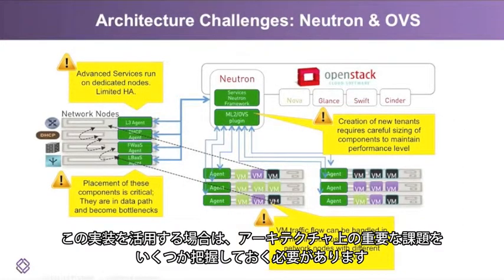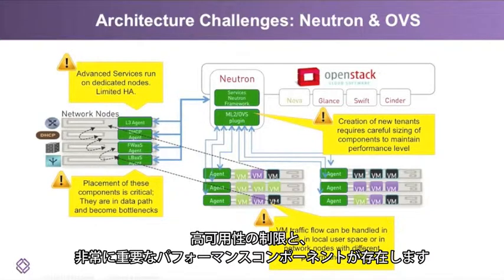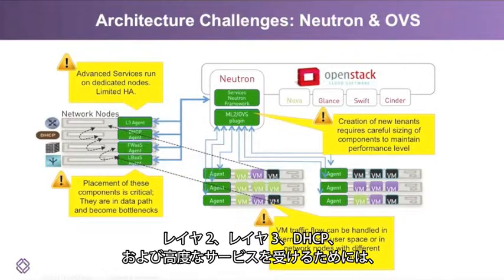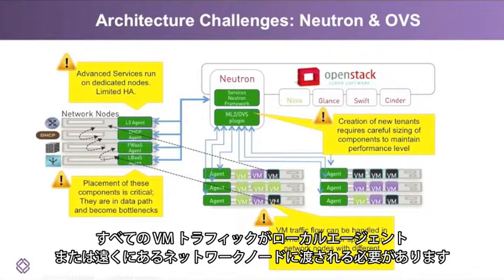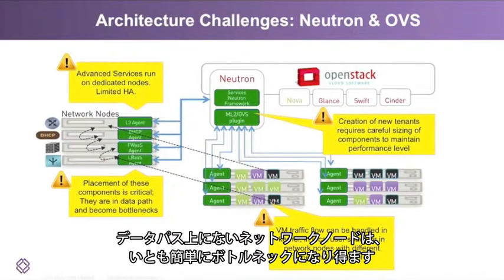When leveraging this implementation, there are a few key architectural challenges to comprehend. The first one is that when advanced services run on dedicated nodes, there is limited high availability and a very critical performance component. As you can see from this slide, in fact, all VM traffic will have to be punted up to the local agent or all the way to the network node to receive layer 2, layer 3, DHCP, and advanced services. So the placement of the network node becomes extremely critical, where those network nodes are now sitting in the data path and can very easily become bottlenecks.